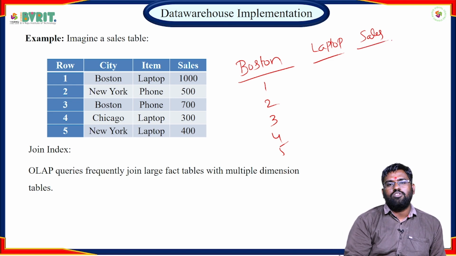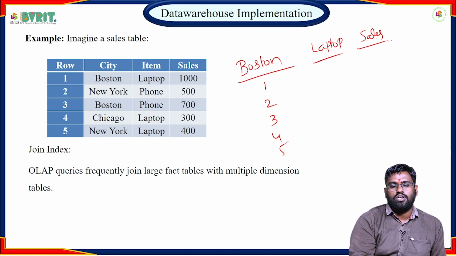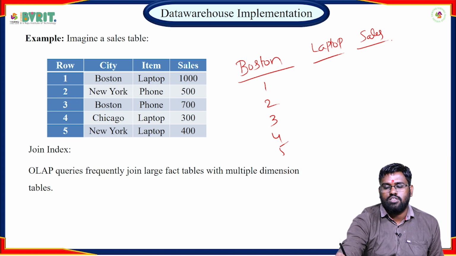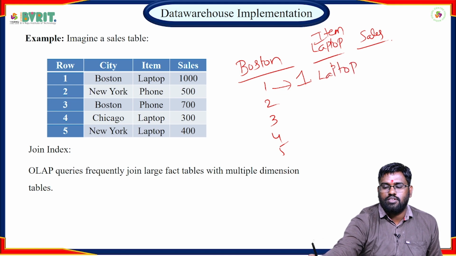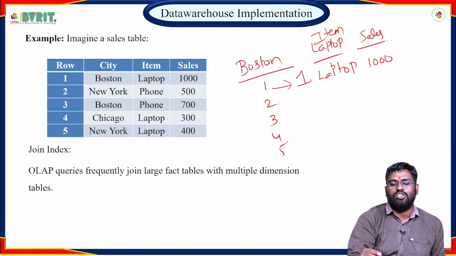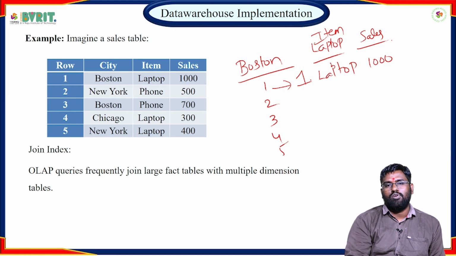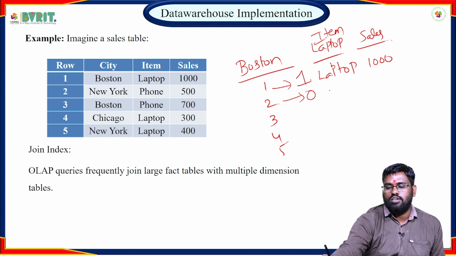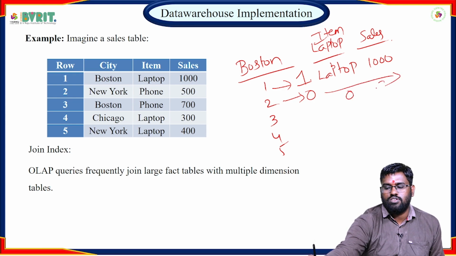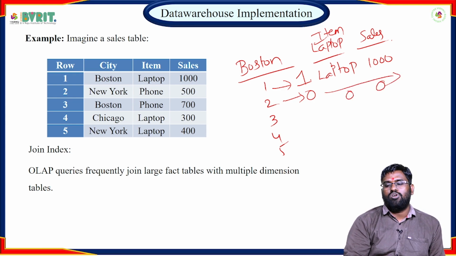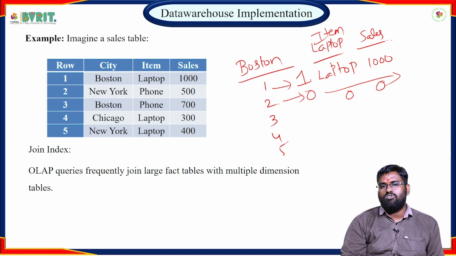See what happens in the bitmap index. In the first row we check whether Boston is there or not. Since the value exists, the value will be 1. The item is a laptop and the sales is 1000. In the next row the city is not Boston, it is New York City, so that value will be 0, and the item and sales values are also 0. Since Boston is not there, the item and sales values are not there either.